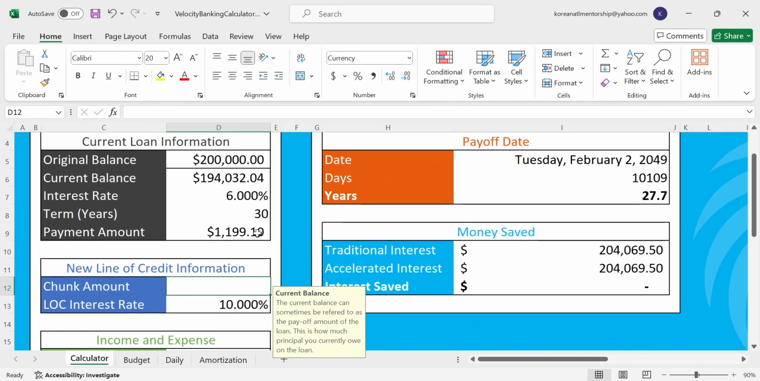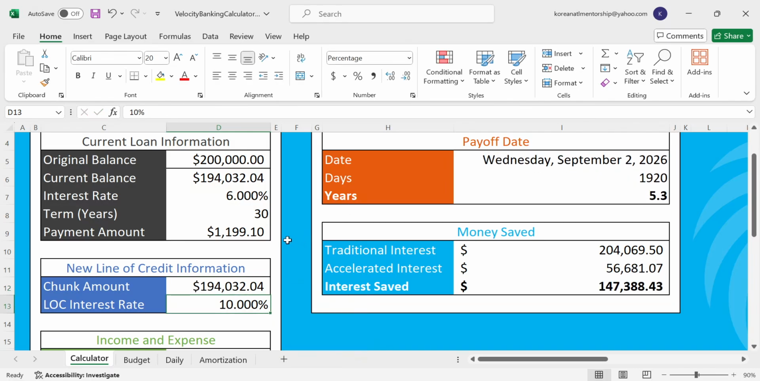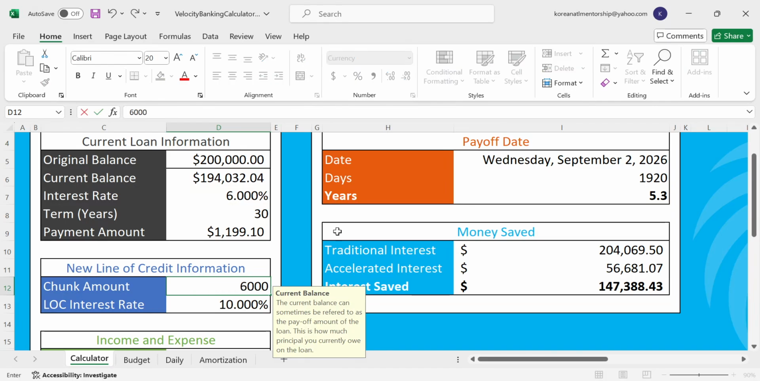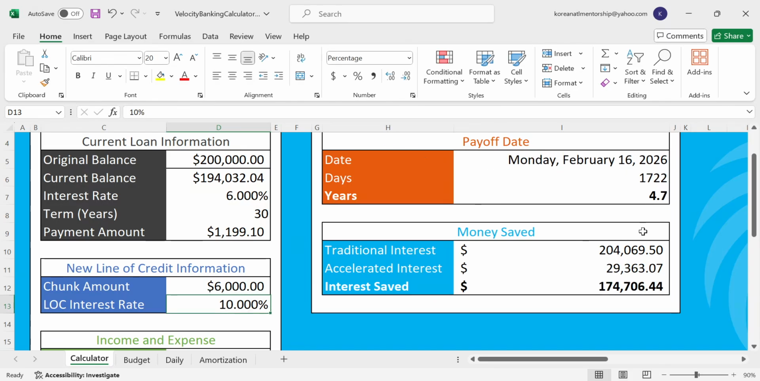So let's go ahead and plug this in, 194,032.04, meaning I replace my entire mortgage with the line of credit. So you might be looking at this as like, ooh, that's pretty good, because we pay it off in 5.3 years and we save a lot of interest, $147,000 of interest. Well, let's just do, I don't know, $6,000 little chunk payments instead of replacing our entire mortgage with a line of credit. And then you can see it's 4.7 years, 29 grand, right?